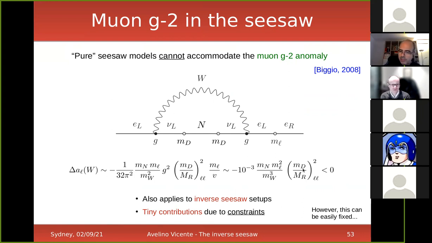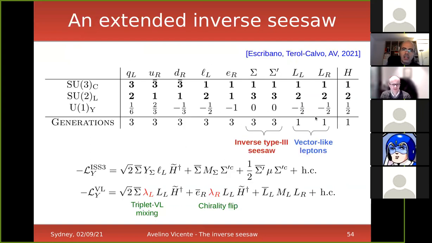enter here, for example, the Dirac mass and so on, are suppressed due to constraints, for example, from the non-observation of non-unitarity in lepton processes. So you need to extend a little bit the inverse seesaw if you want to explain the G-2 of the muon. And in this paper, we did this.